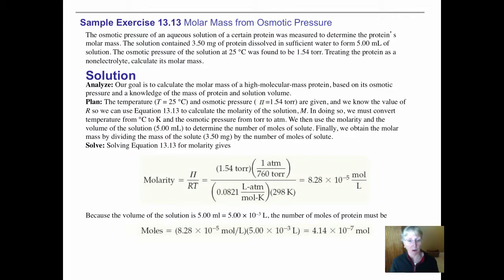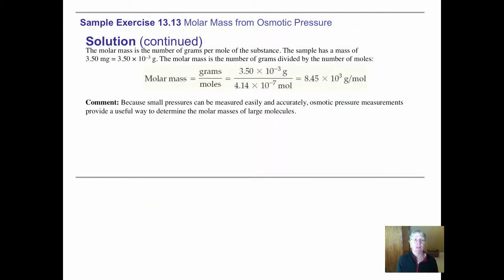If I want to solve for moles, let me say that again: molarity is equal to moles divided by liters. If I want to solve for moles, I would take molarity times liters. So I've got my molarity, I've got my volume, changed milliliters to liters, and I've got the moles. We're almost there. Sharp-eyed people would have seen that if I'm trying to get the molar mass, I have to take 3.5 milligrams, turn that into grams by dividing by 1,000, and now I have my grams, I have my moles, and simple division will give me the molar mass.